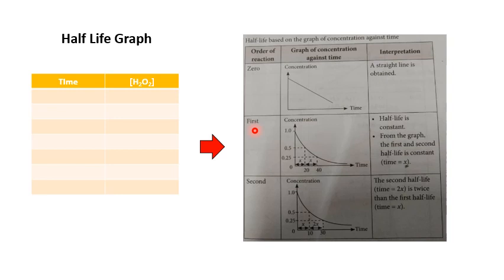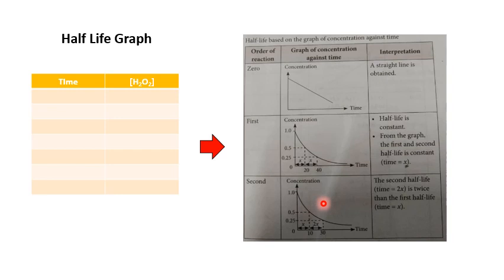Then for first order, we will get a negative slope curve graph. And then the time consumed for each half-life is constant. So check, the first half-life, the time consumed is 20 seconds. Next, second half-life, the time consumed is 40. So the difference between the time is 20, 20. So the half-life is constant. Time is equal to x, sorry.